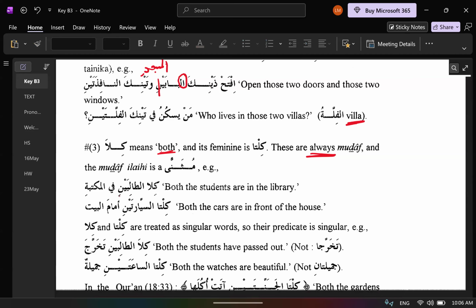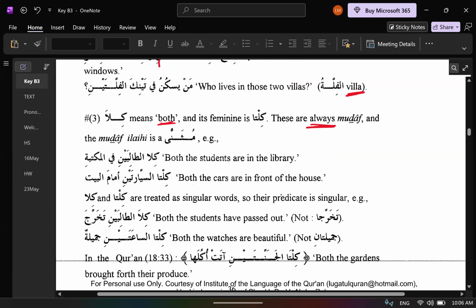So kila talibaini fil maktaba. Both the students are in the library. So it is mostly vocabulary. We have to just remember these meanings. Yes. So kilta sayyarataini amamal baiti. Both the cars are in front of the house.